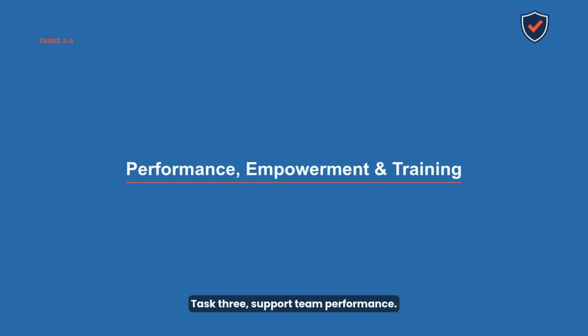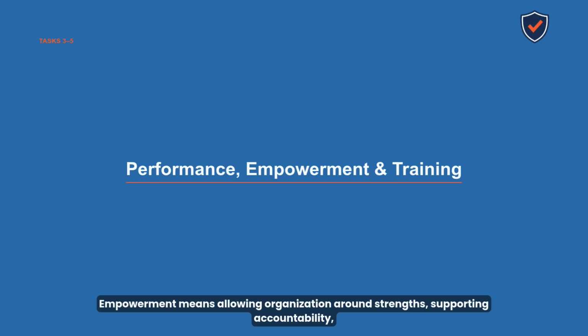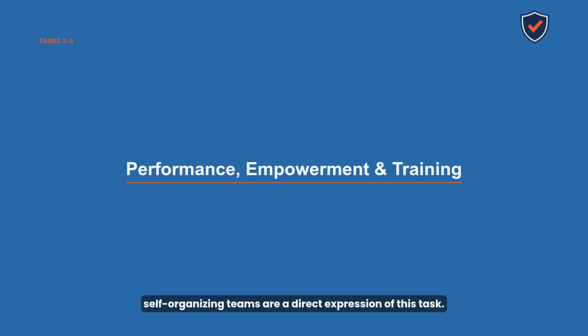Task 3, Support team performance. This means measuring performance against KPIs, recognizing growth, providing feedback, and verifying improvements. The exam expects continuous feedback, not just end-of-project reviews. Task 4, Empower team members and stakeholders. Empowerment means organizing around strengths, supporting accountability, and granting appropriate decision-making authority. In Agile environments, self-organizing teams are a direct expression of this task.